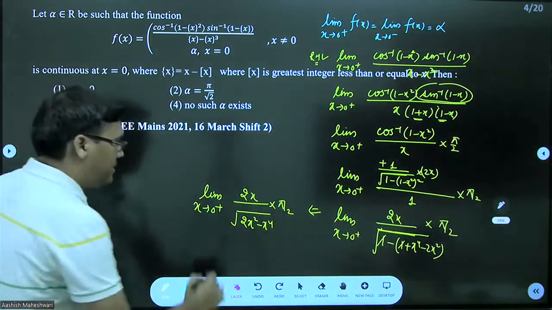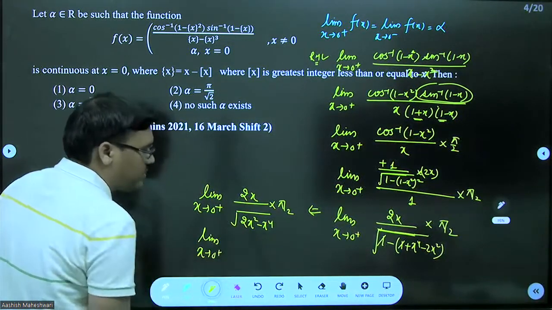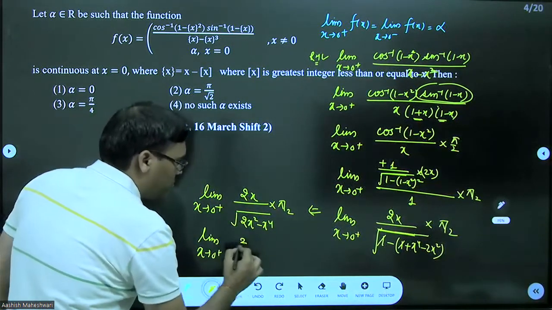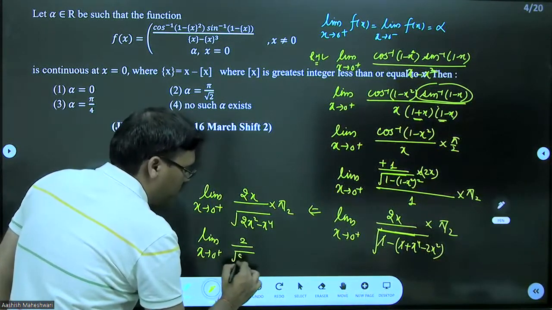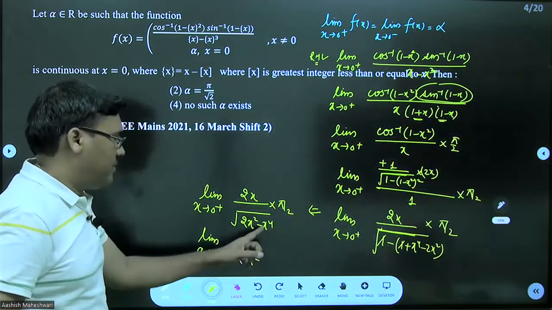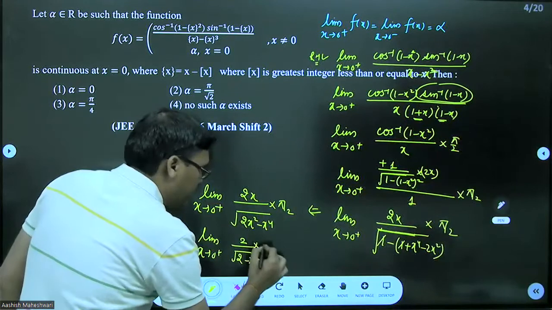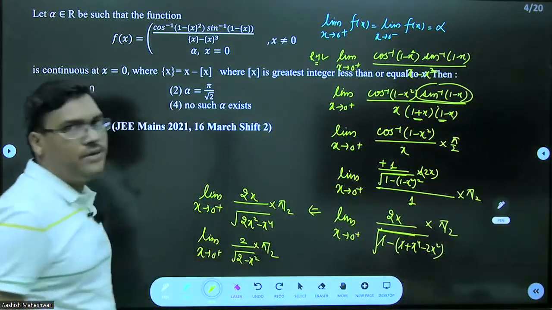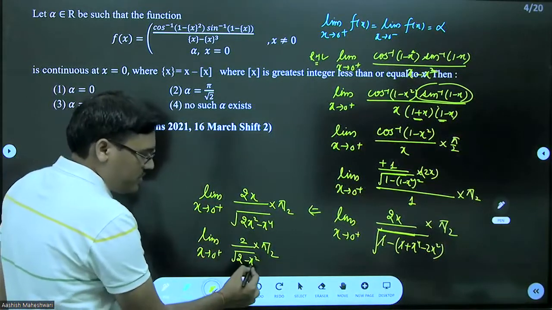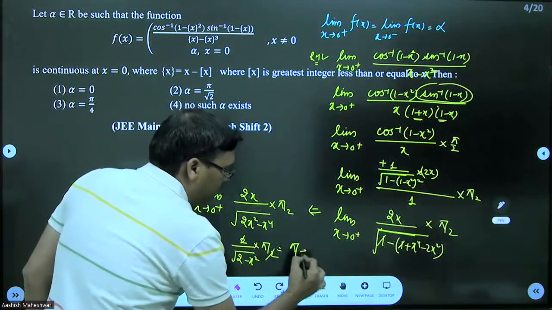And now you see this is limit x approaches 0 plus, x square cancels. This is 2 upon under root of 2 minus x square. Correct? Take x square common, x cancels. This will be into pi by 2 also. And now as x approaches 0, this cancels. This is pi by root 2.